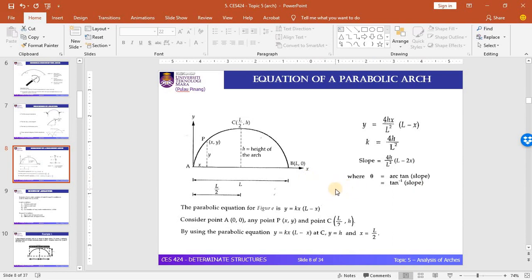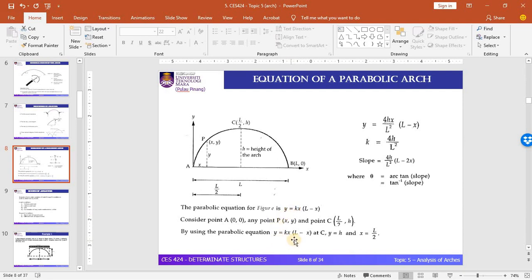The equation of y and the angle is obtained by using a parabolic equation, because the arch shape is parabolic, so we can use the parabolic equation to get the height y and the angles of the arch at different positions along the arch. This is a parabolic equation, and you have seen this in mathematics. The equation is y equals kx multiplied by (L minus x). Here we have a term k, which is a constant.